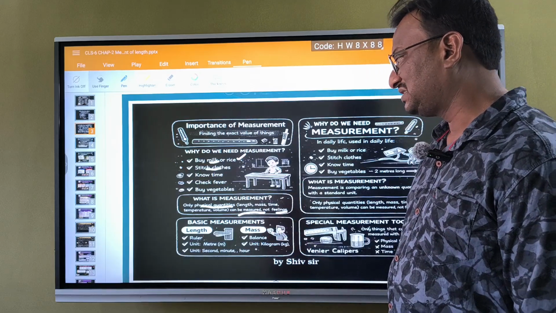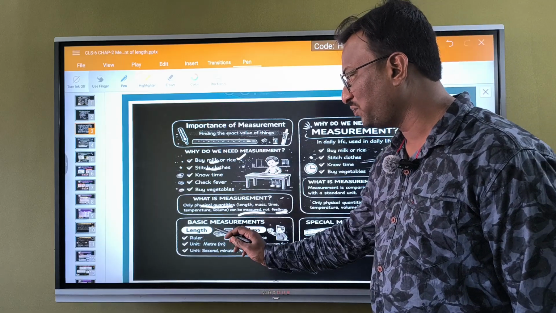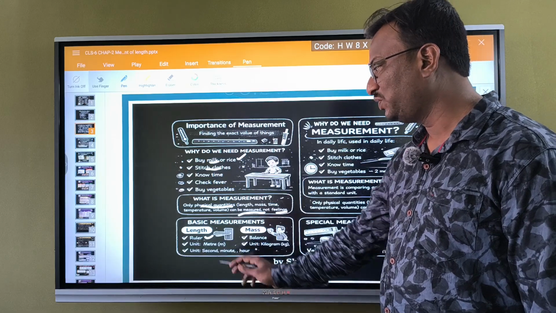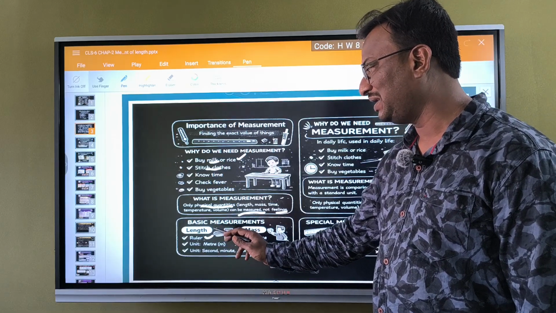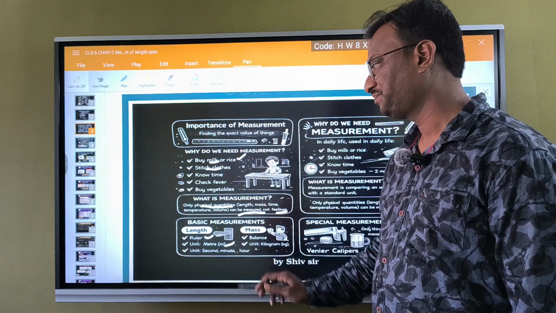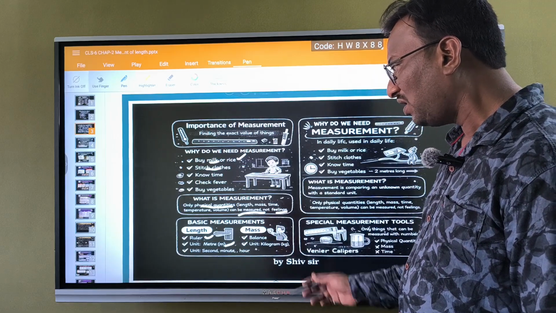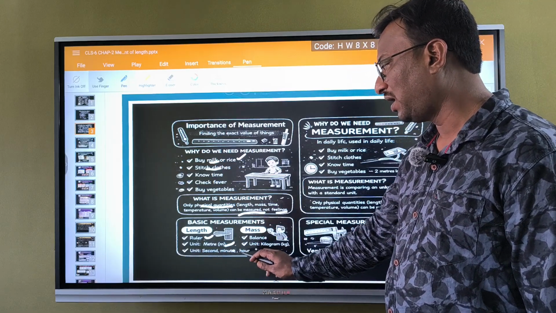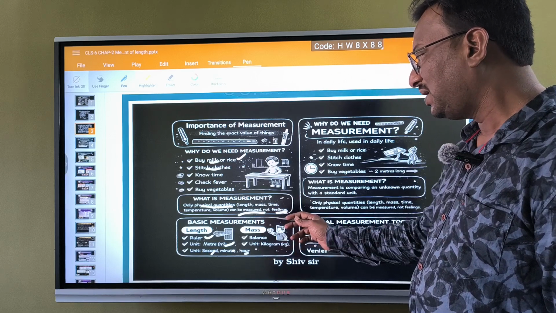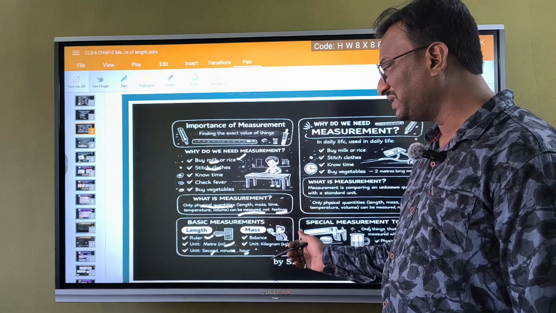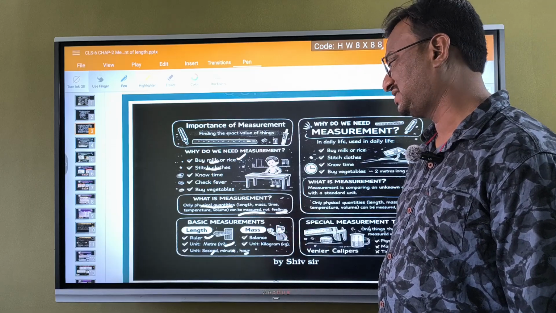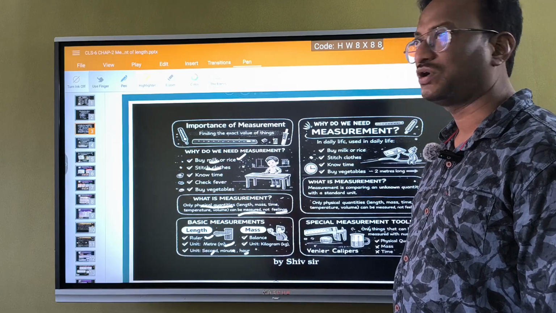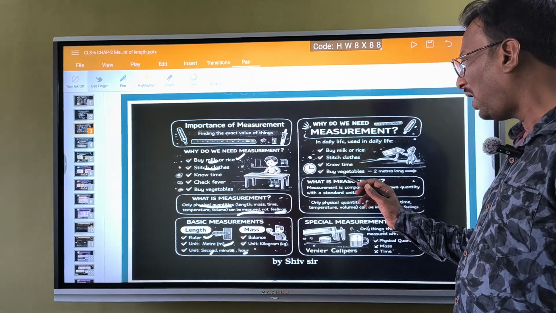Right. Basic measurements. Length: in order to measure length, we need a ruler. What is a ruler? In the sense, a scale. Next, the unit of measuring length is the meter. And the unit of time is second, minute and hour. Next, mass. In order to measure the mass, we need some balance. Weight or mass is generally measured in kilograms.